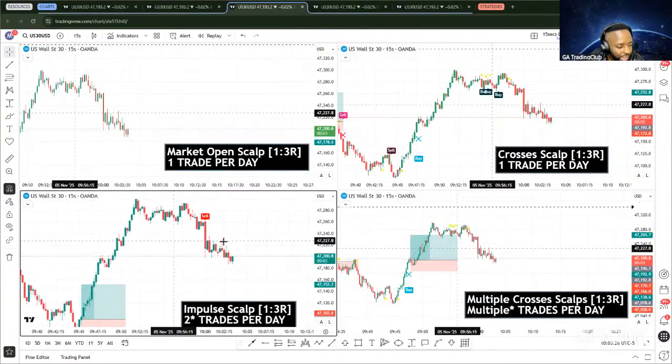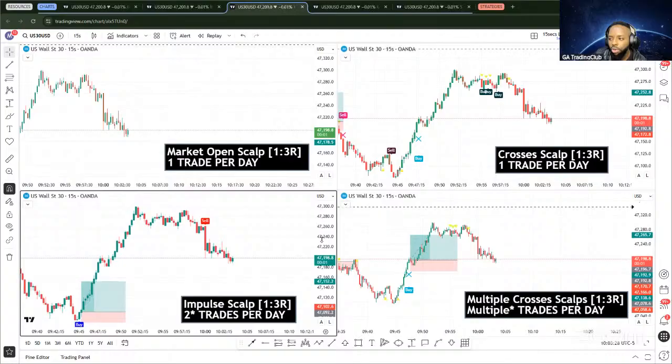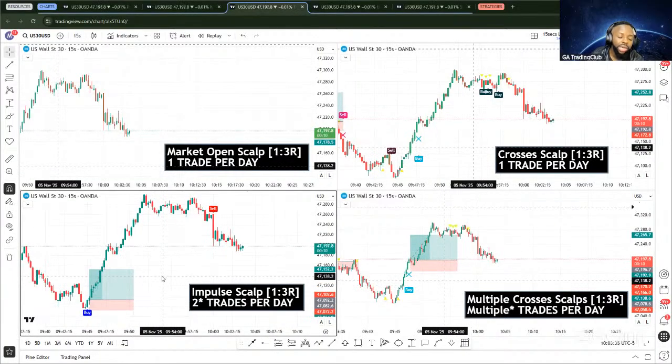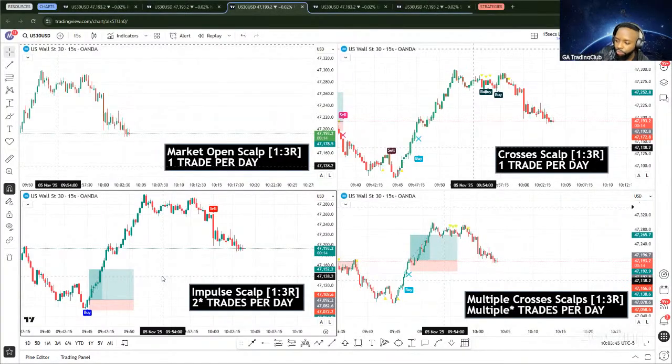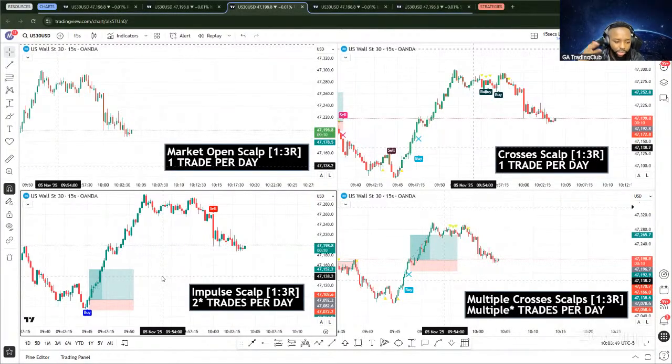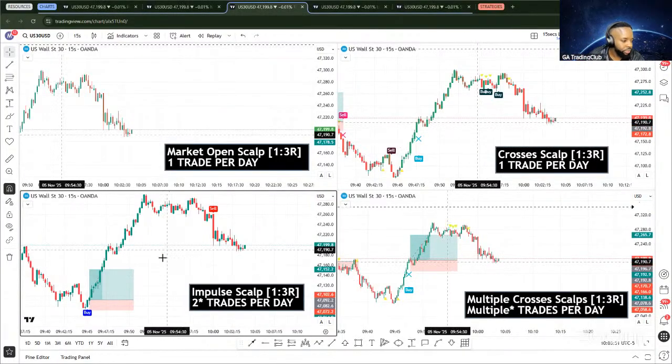Now, the impulse entries, they show you the volume in the market. So it shows you where the push is happening in the market. So these impulse trades come up during periods where volatility or liquidity is injected into the market. And that's how the indicator picks up that volume. If there's a spike in volume, then it prints out a signal in that direction.